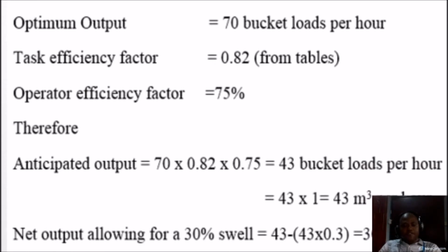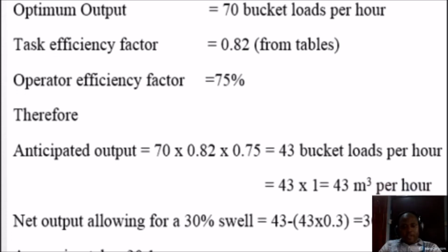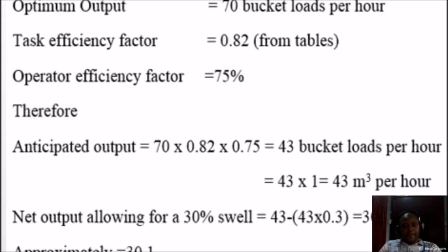So we have a volume of the bucket. We said the bucket volume is 1 cubic meter. So multiplying the bucket loads per hour by the cubic meter, the volume of one bucket, it gives us 43 cubic meter per hour. That's the anticipated output of this backhoe.